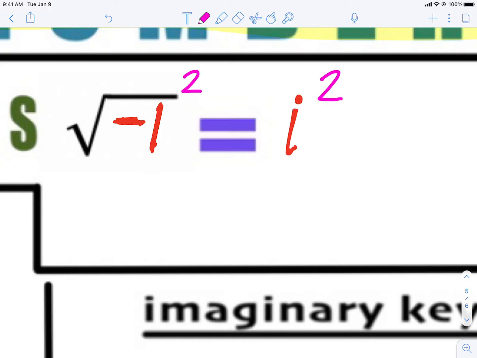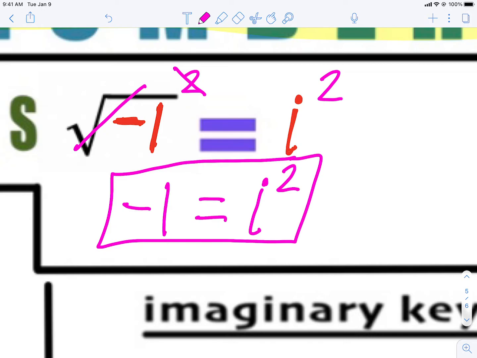Now look what happens. This square root and this square are opposites of each other. And just like positive and negative cancel out, multiplying and dividing cancel out, square roots and squares cancel out. So this square root cancels with this square. Look what comes down by itself: negative 1 comes down, right? So I get negative 1 is equal to i squared, i to the power of 2.